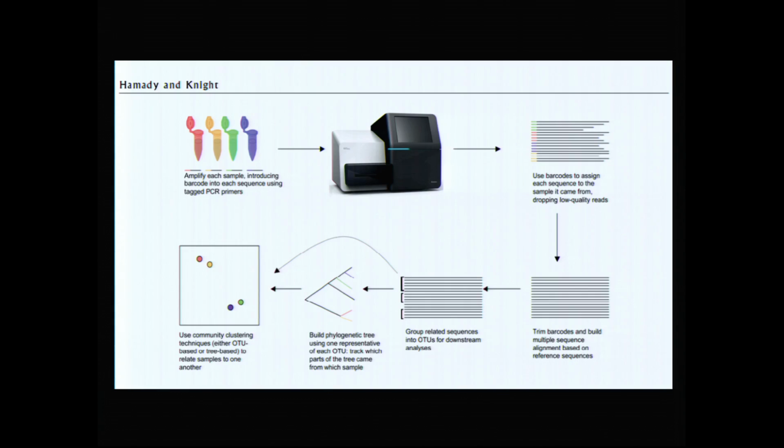And then we use the barcodes to assign the sequences to the samples, trim the barcodes, group them into what are called operational taxonomic units, so basically proxies for species, and then use the techniques I showed you before to make these maps of where all the samples fall.